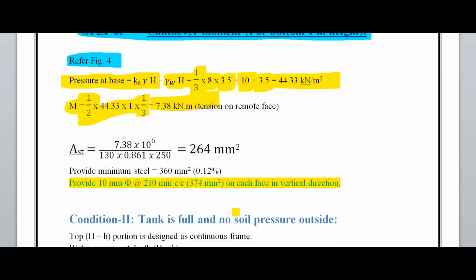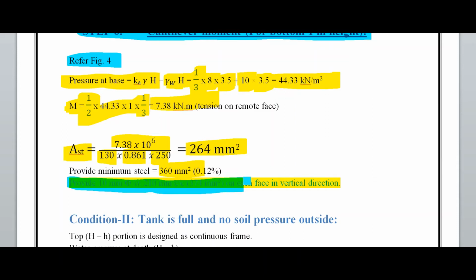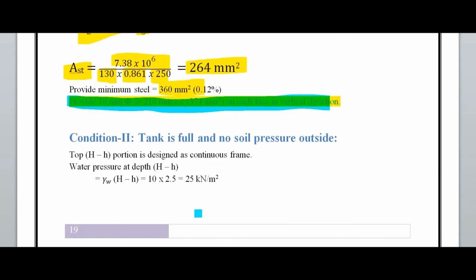By this moment we have AST equals M divided by sigma st j into d. So 264 mm square, but minimum is 360 mm square. So provide 10 mm dia at 220 mm center to center on each face in a vertical direction.